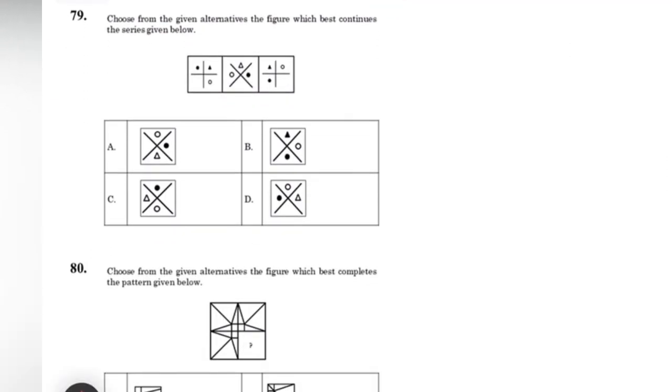Coming to the next question, question number 79. Here you have to find out which is the figure that best continues the series given below. The series continuation in the figure, you have to spot it out. Answer is option C.